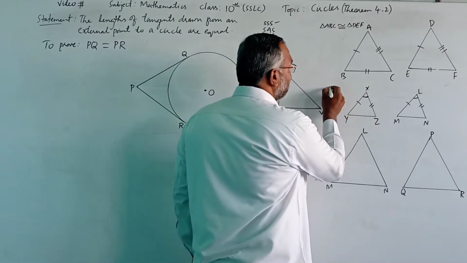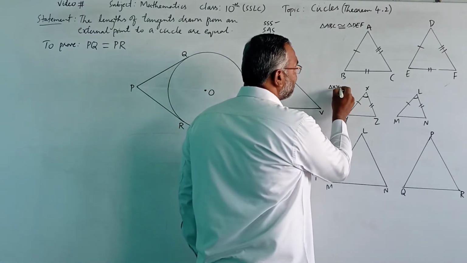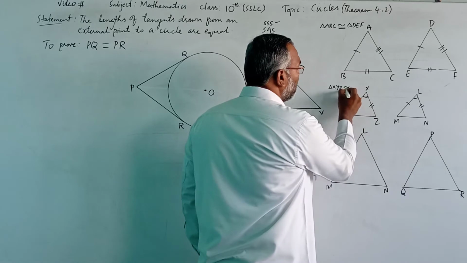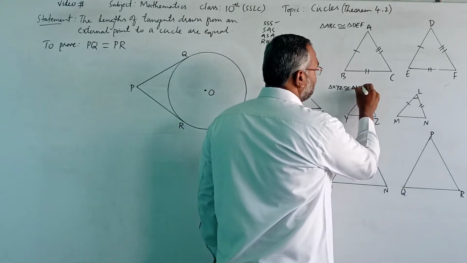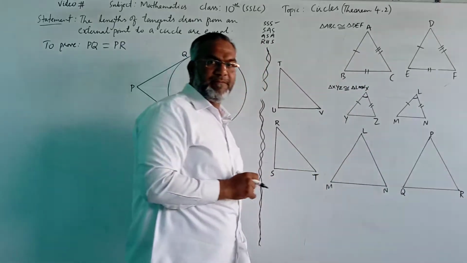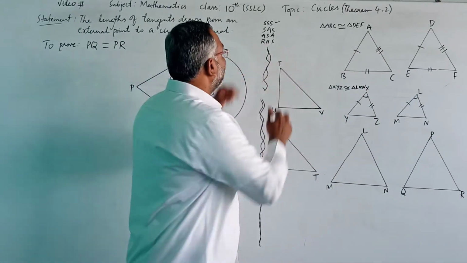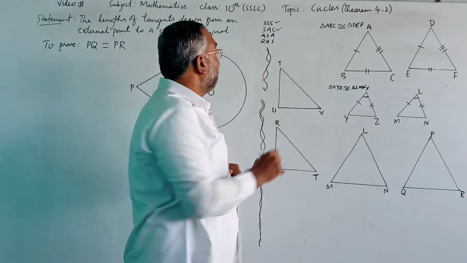Therefore, we can say triangle XYZ is congruent to triangle LMN. Like this. So SAS is also over.